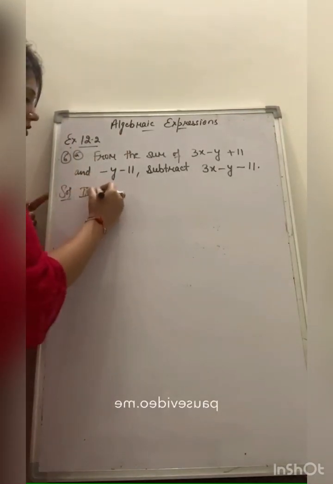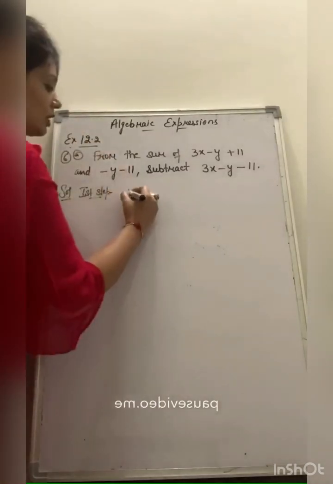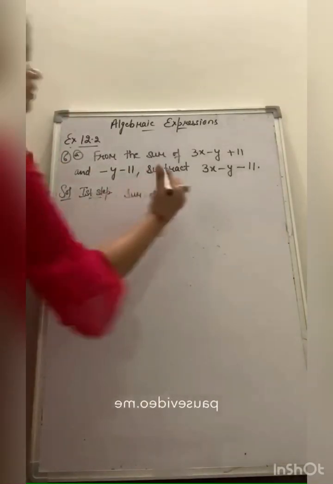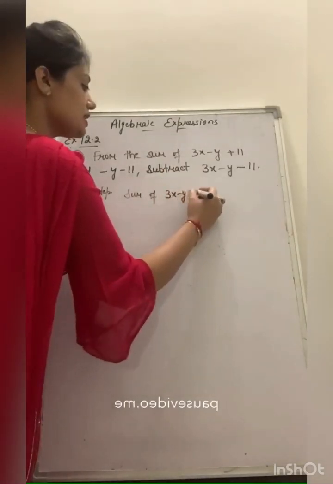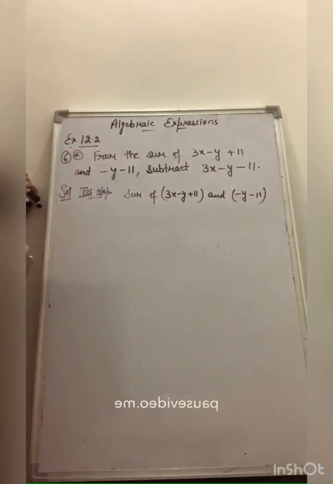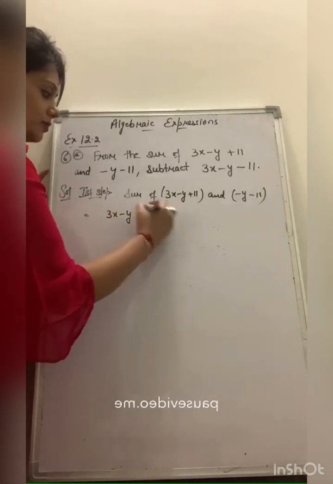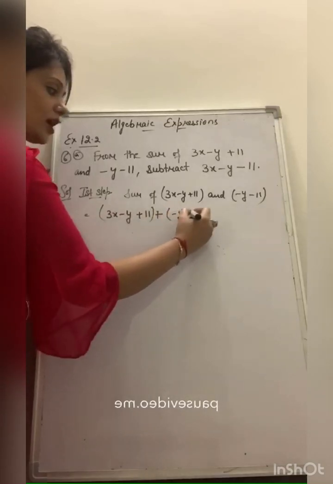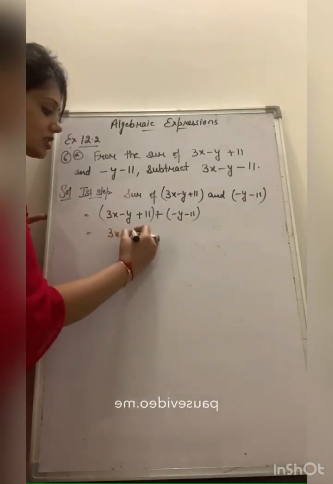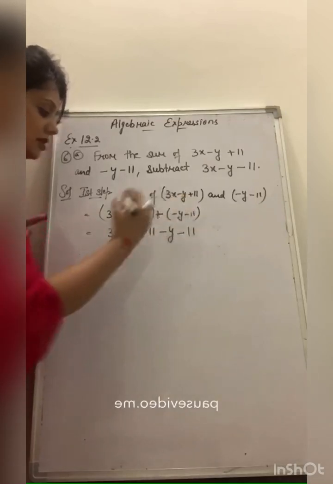First step. Now students, what is the first step? Write down: sum of 3x minus y plus 11 and minus y minus 11. So 3x minus y plus 11 plus minus y minus 11. Now let us open the bracket. 3x minus y plus 11 plus minus minus y plus minus minus 11.